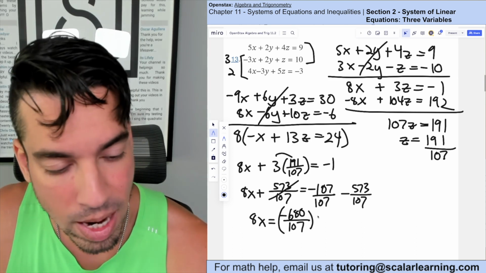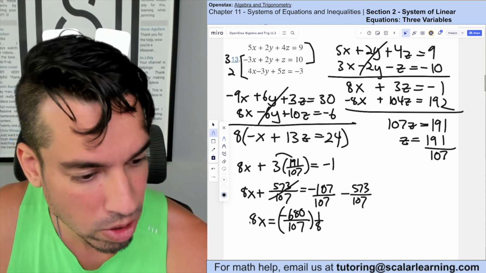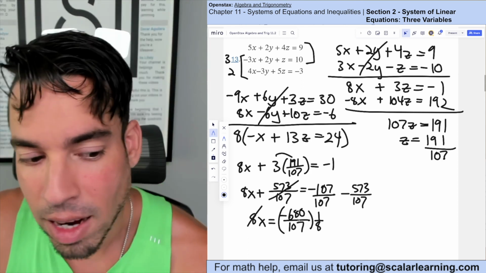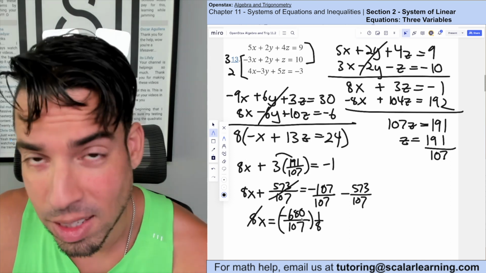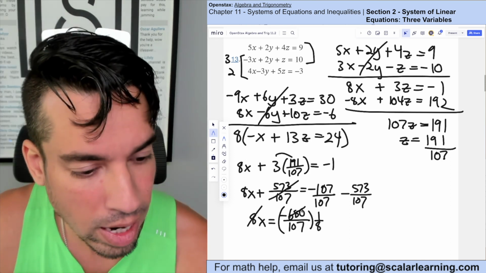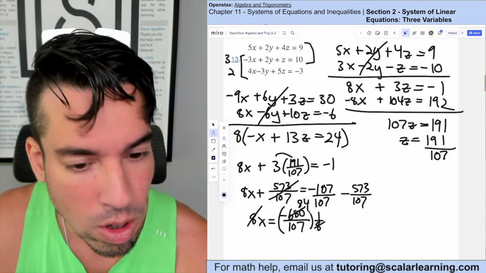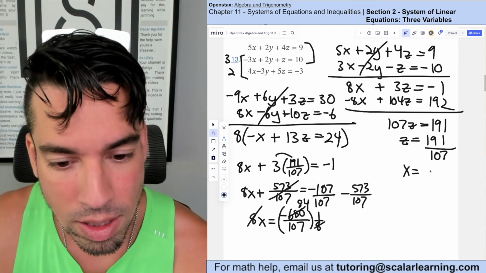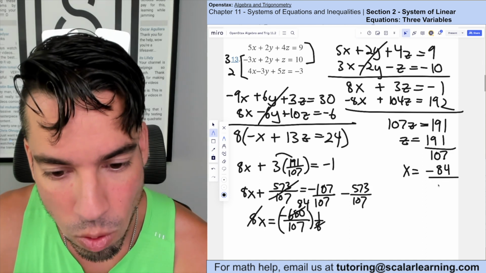Last but not least, we have to get rid of the 8, so we divide both sides by 8, which is the same as multiplying by 1 over 8, and that cancels that out there. And 8 actually goes into 680 because 80 times 8 is 640, 5 times 8 is 40, so that's 85 is what it cancels out to.